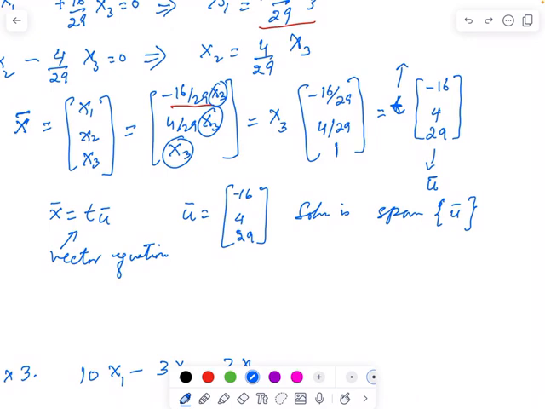We call it t. So what we do is, the variable we take out, and in there we are left with only numbers. So that is our vector, we can call it the vector u. So now we say x is equal to tu. This is the vector equation, where u is the vector with components negative 16, 4, 29.